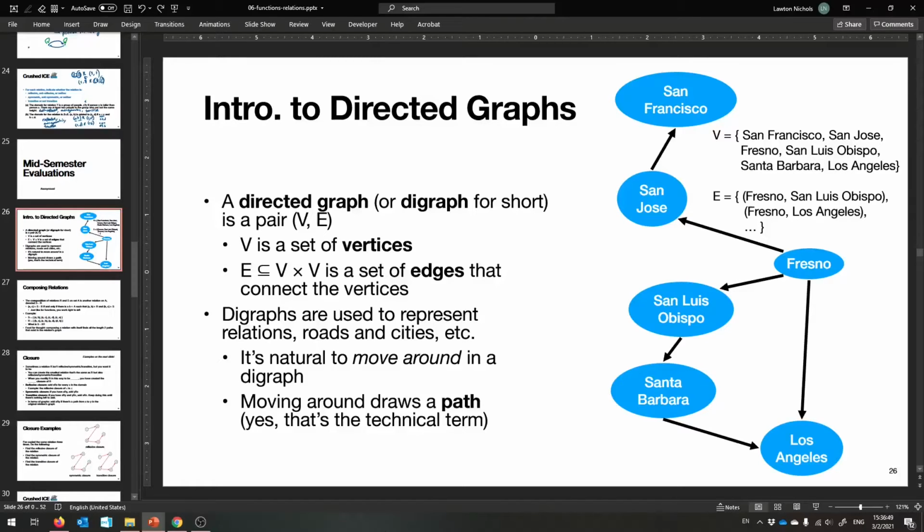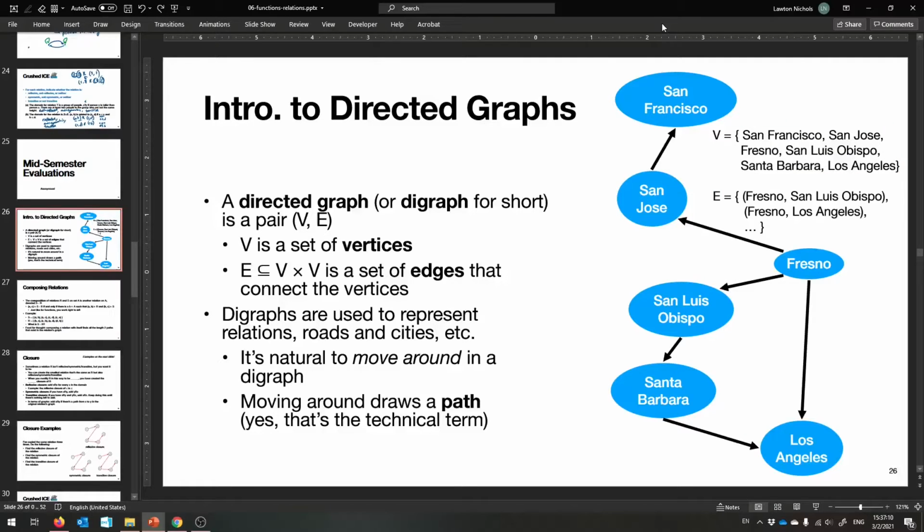All you need to specify a graph: you give the vertices, which is all the places you can go. So a vertex is all the places you can get to. Like San Francisco's a vertex, Fresno's a vertex, LA's a vertex. Those are all vertices. Okay, and so you have to supply a set of those. That's part of the graph. All the places you could potentially get to.